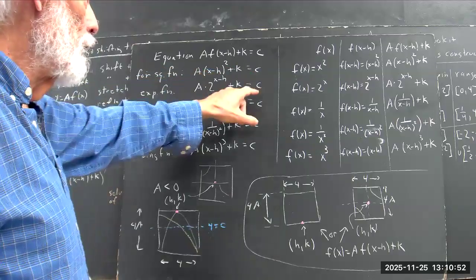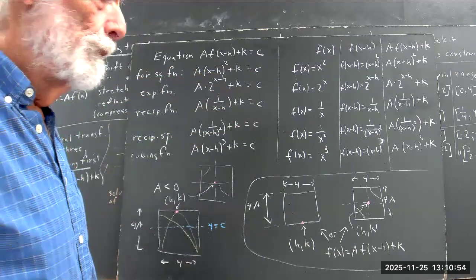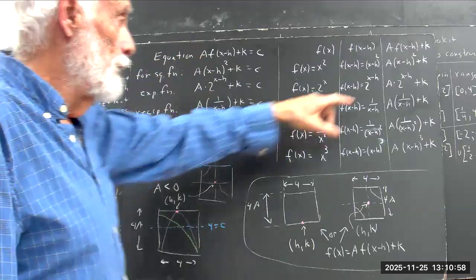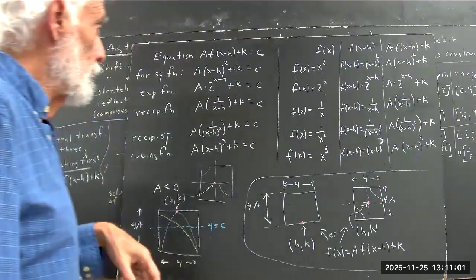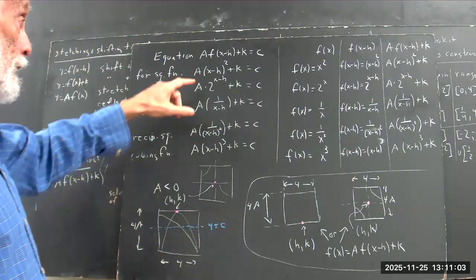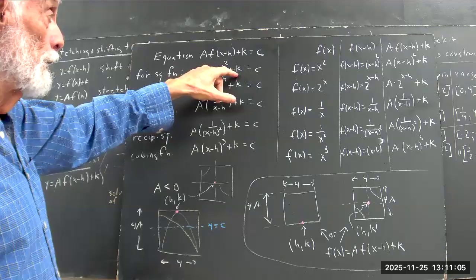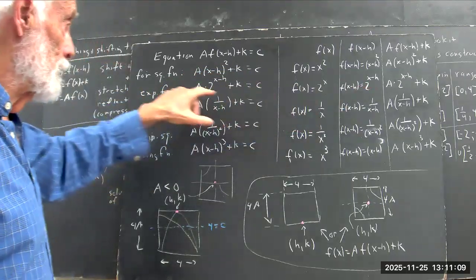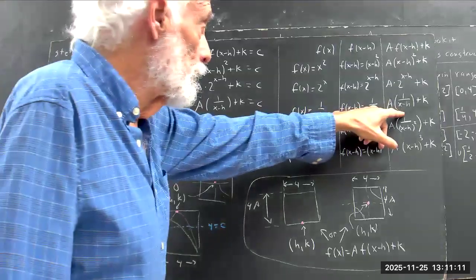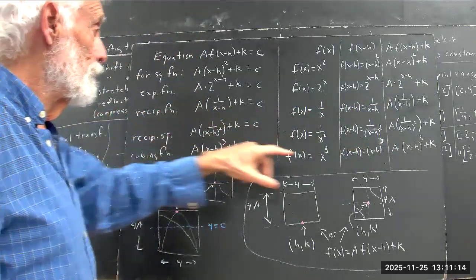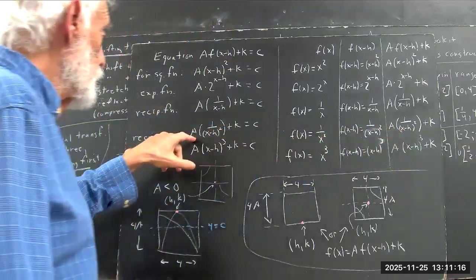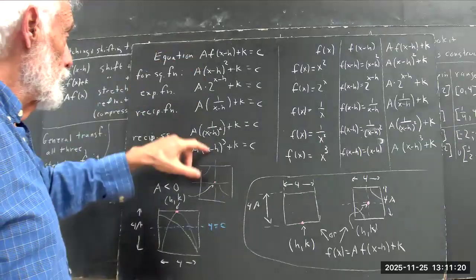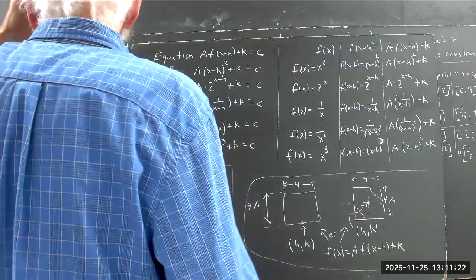But if we want to actually solve these equations, what do we do? Well, again, for the squaring function, here's the form of your a f of x minus h plus k: a times (x minus h) squared plus k equals c, with corresponding equations for the exponential function, the reciprocal function, the reciprocal square function, and the cubing function. Those are our equations. How do we solve them?